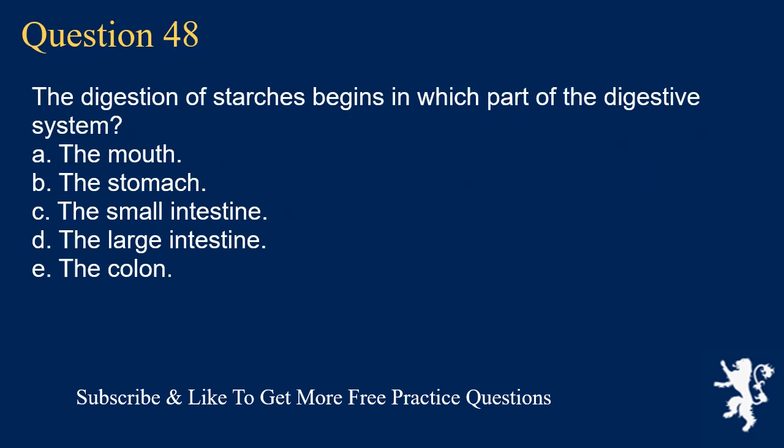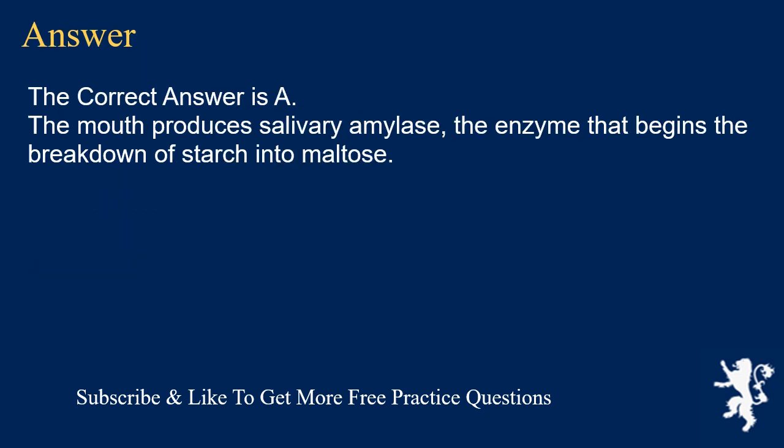Question 48. The digestion of starches begins in which part of the digestive system? A. The mouth. B. The stomach. C. The small intestine. D. The large intestine. E. The colon. The correct answer is A. The mouth produces salivary amylase, the enzyme that begins the breakdown of starch into maltose.